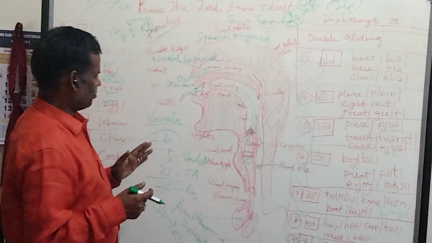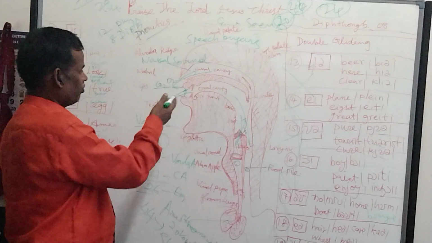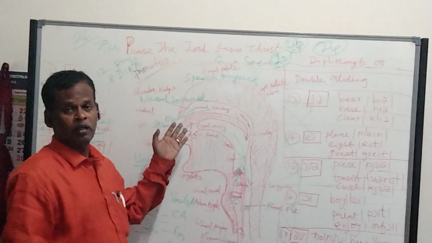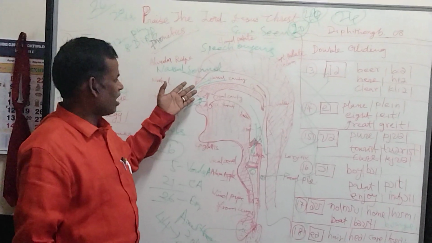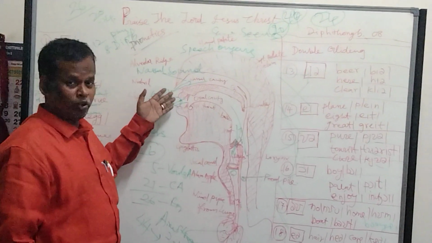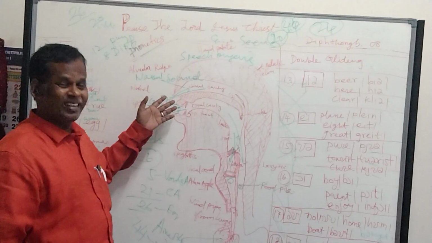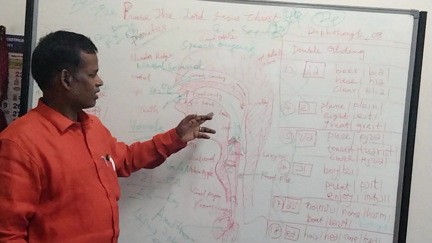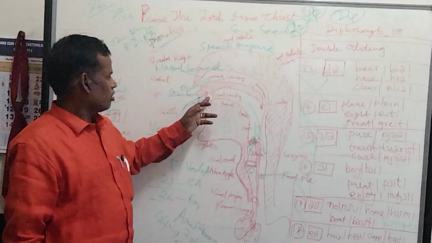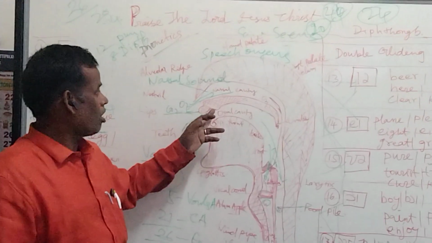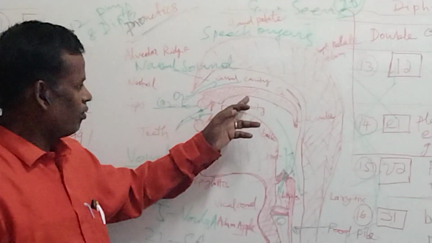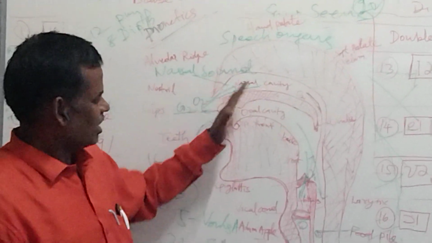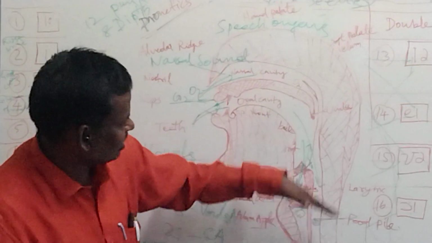In this picture you have to draw these. Once again I would like to mention the speech organs: nose and lips, both upper lips and lower lips, and teeth, upper teeth and lower teeth, then the tongue, tip of the tongue, front of the tongue, back of the tongue, tongue root. This is called the tooth ridge or hard palate. This is called the oral cavity, and this is the nasal cavity.